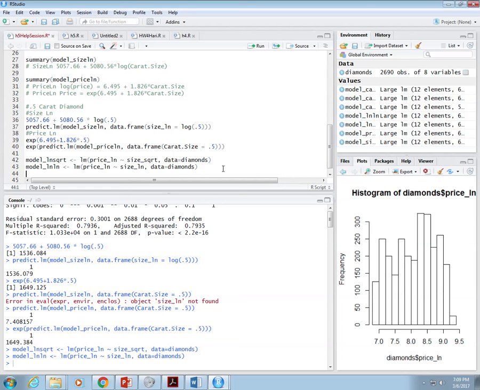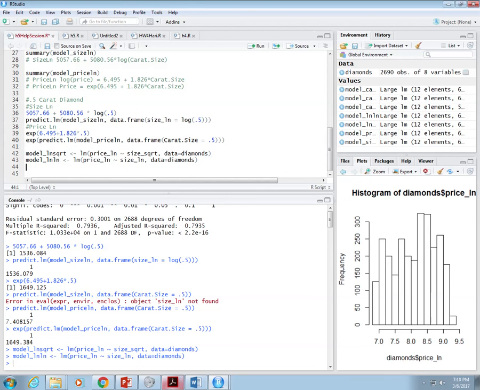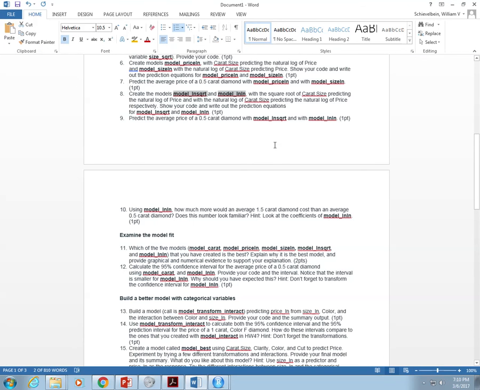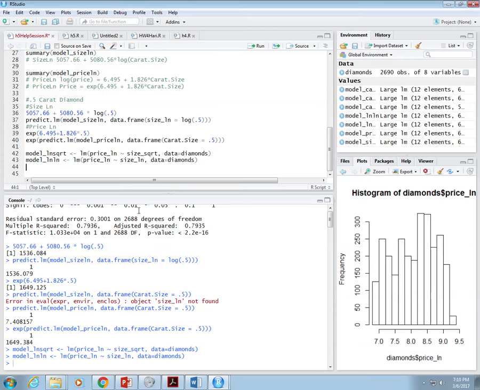Okay, so when we're working with these, it's kind of like we did both transformations now. So you have to plug in your x's in terms of its transformed version, and then when you get the prediction, you have to transform that back into real dollars. Any questions on that? So when we run those, again, I'll put the summaries.